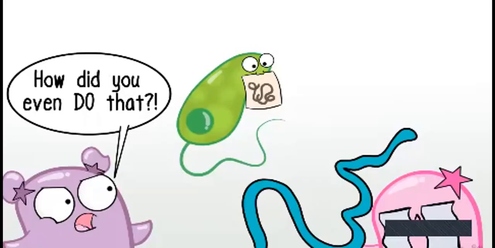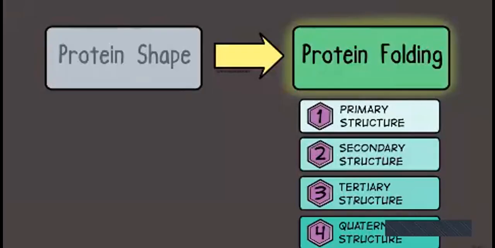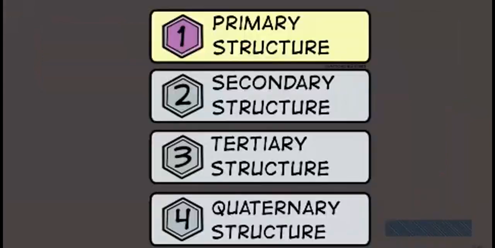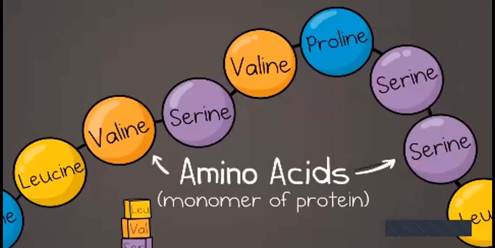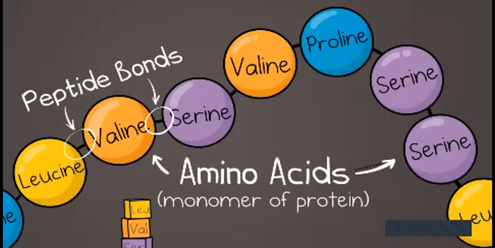When we talk about the way proteins are folded, we need to understand the different levels of protein structure, because there are different ways of folding that can happen in the different structural levels. The first level of protein structure is primary structure. This is the sequence of amino acids that make up a protein. Amino acids are the monomer, which means the building block, of a protein. They are held together by peptide bonds.